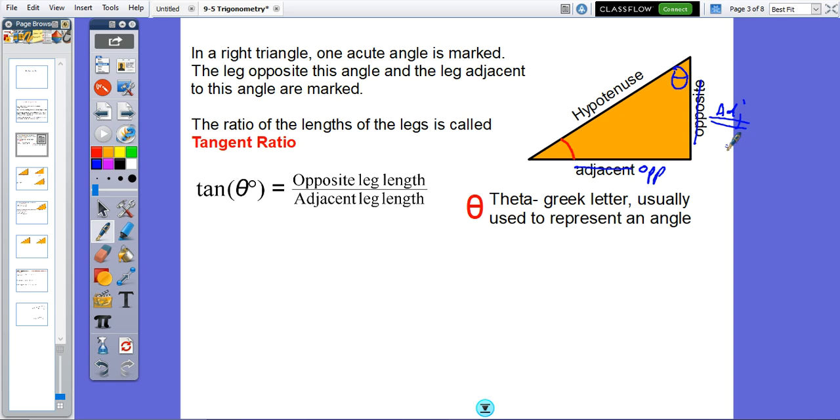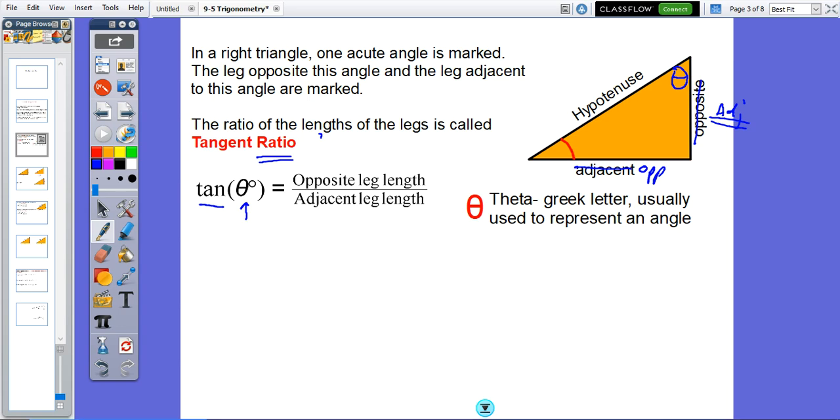Now, the tangent ratio is a ratio between the opposite side divided by the adjacent side. If you remember, ratios are just comparing two or more numbers. So for us, we're comparing the opposite side to the adjacent side. That's how tangent works. So if you were to put the tangent of an angle in a calculator, it has the exact same value as taking the opposite side divided by the adjacent side.